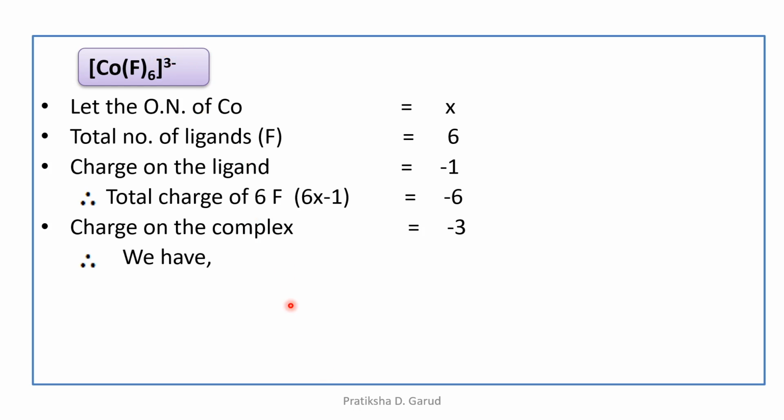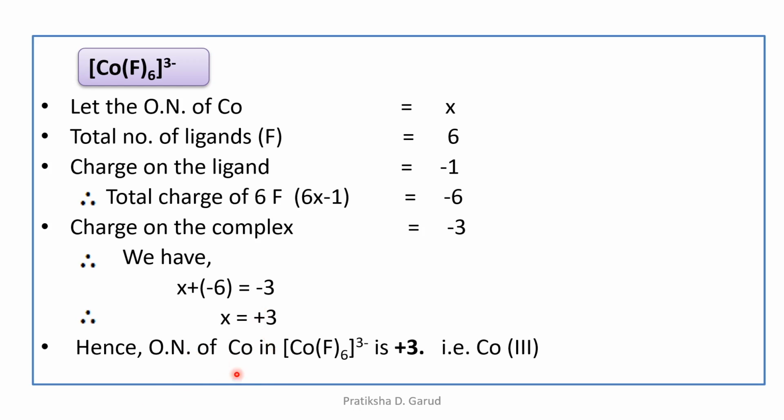Therefore, we have the summation of all these, that is X plus -6 is equal to -3. Therefore, X is equal to +3. And hence we can say the oxidation number of cobalt in CoF6 3- is +3. That is cobalt +3. Right. Next example.